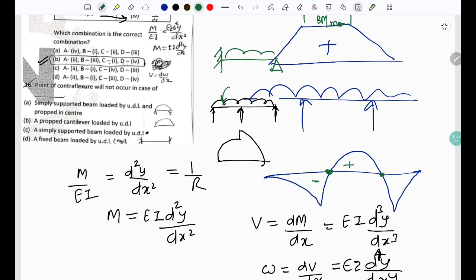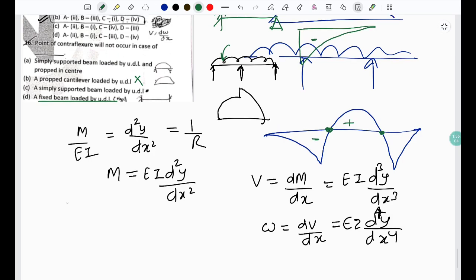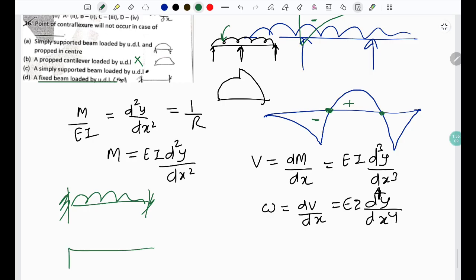Let's see statement B, which says a propped cantilever loaded with a UDL. Now in a propped cantilever also we have something like this. If there is no reaction, this will also not happen in here. Then we have a simply supported beam which is loaded by UDL and a fixed beam with UDL. Now a fixed beam with UDL will have a point of contraflexure. The question is asking us where it will not be.